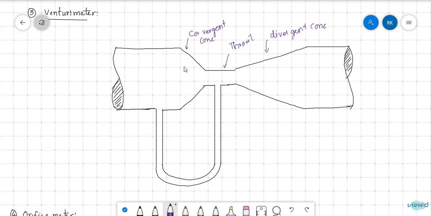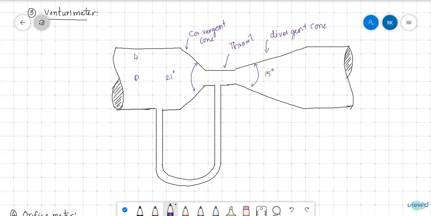Sometimes the questions may be asked in this way. So what is the angle of the convergent cone? That is in the range of 21 degrees. This angle is 21 degrees. And the divergent cone is in the range of 15 degrees. So you can remember approximate values.